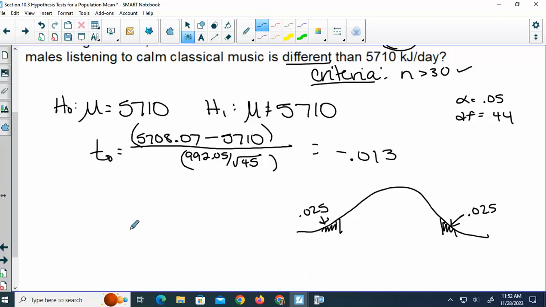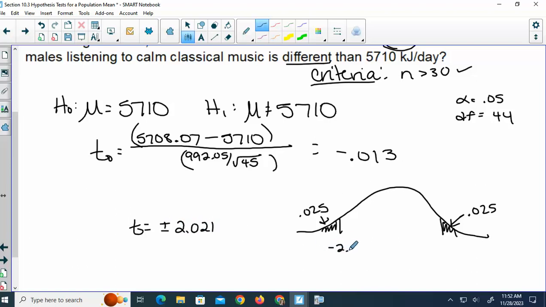0.025. Okay, so now we need the t from the table. So we need 0.025 and 44 degrees of freedom. Do you notice a problem? We don't have 44. So what's the closest our table can give us? 40. So if I'm going to do it by hand, we have to stick with 40, but we already know it's not perfect. Because it's two-tailed, it's the plus and the minus.